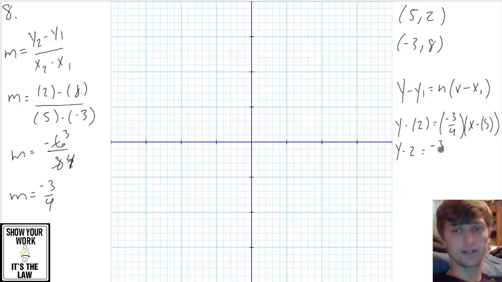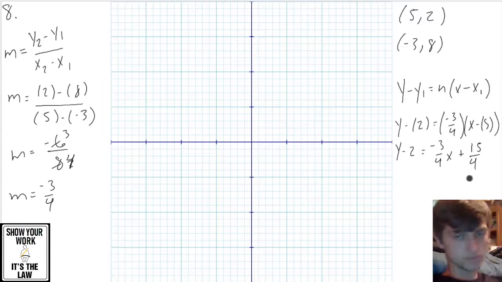-3/4 times x is -3/4x. And then -3/4 times -5. Negatives cancel, so we know it's going to be positive. 5 times 3 is 15. 1 times 4 is 4. Alright, add a 2 to each side. Add a 2, add a 2. That's the same as 8/4, just for the sake of denominator.